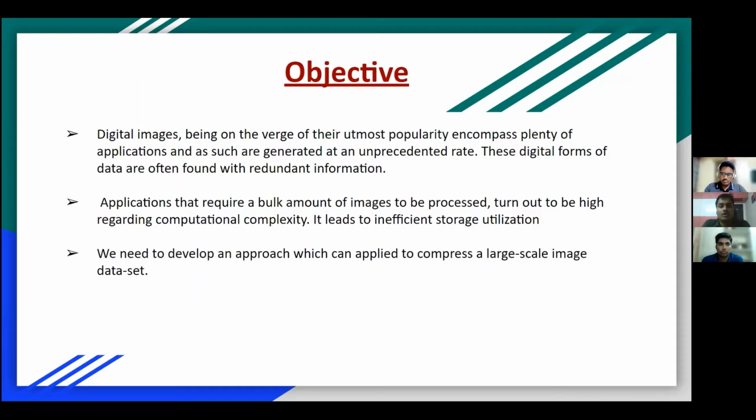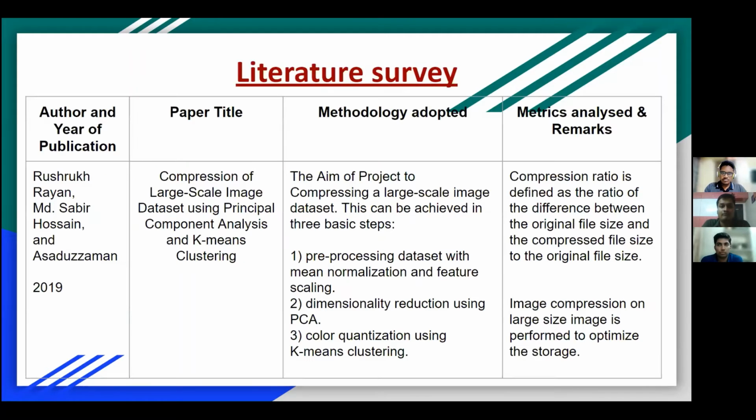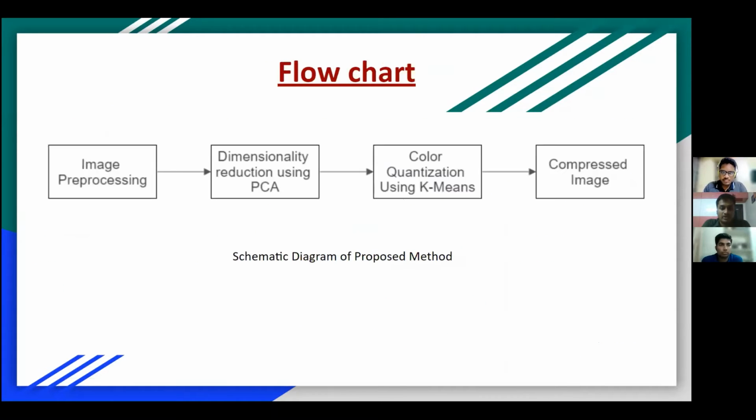Now I'm going to talk about the various reference papers that we have referred. One of the research papers, which is also our main research paper, is titled Compression of Large-Scale Image Dataset using PCA and K-means clustering. Now I'm going to talk about the process flow of our project.